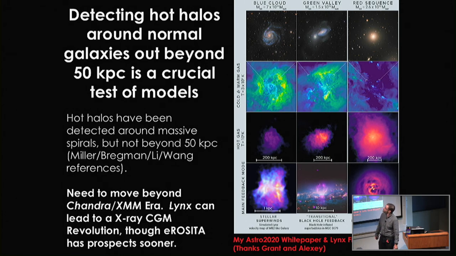So detecting these halos around normal galaxies is a critical test of galaxy formation altogether, and of the balance of feedback and how the CGM is supported if there is a hot halo out there. So we need to think about links, but also, I'll make the case in the next section for eROSITA, so that maybe we can detect these halos sooner.